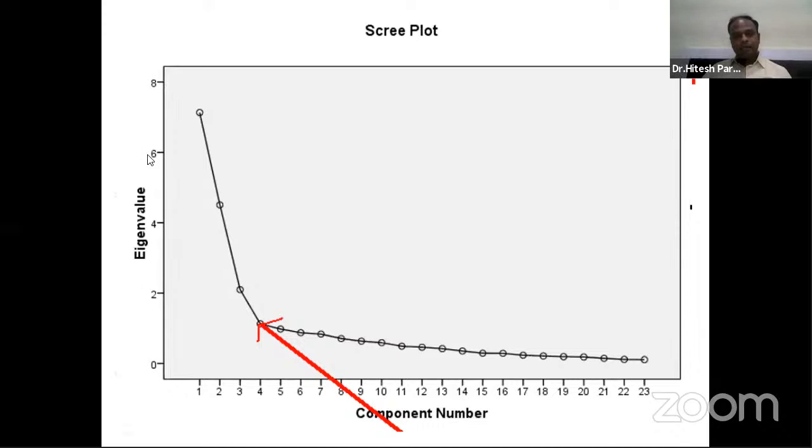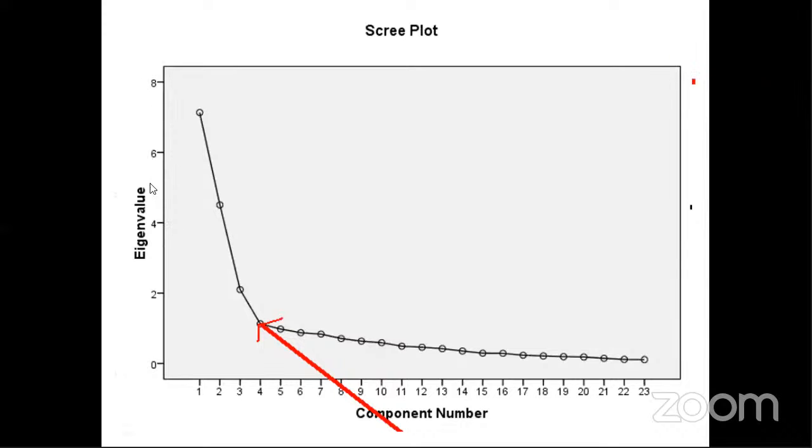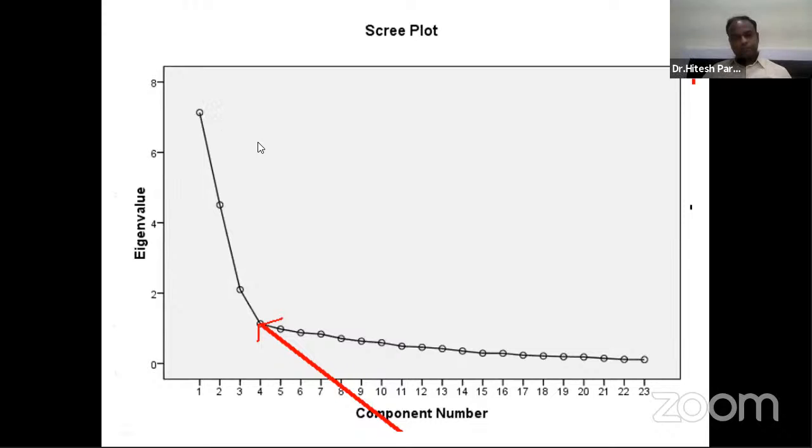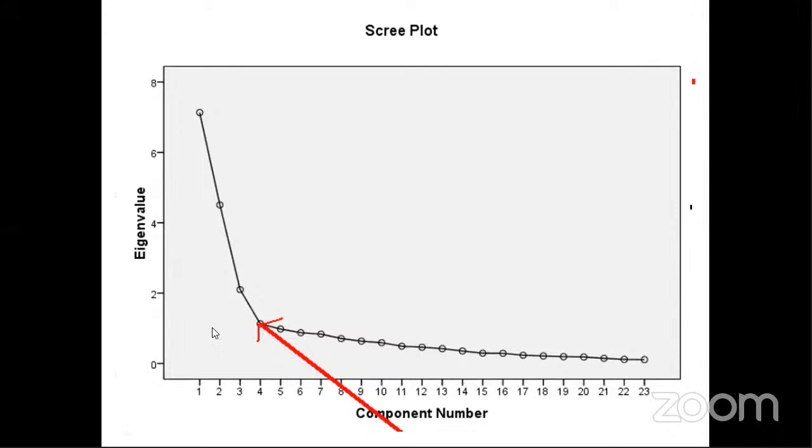These are the eigenvalues. Yeah, eigenvalue one actually. So these are more than one. Yes, more than one. So you can observe here, on the y-axis, the eigenvalues. Here you can cumulatively observe that there are other values also which are more than one, apart from 4.